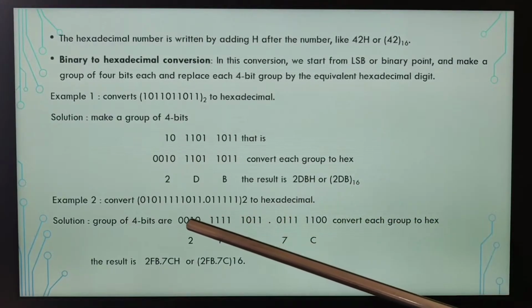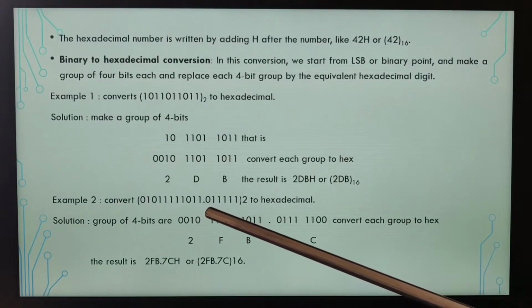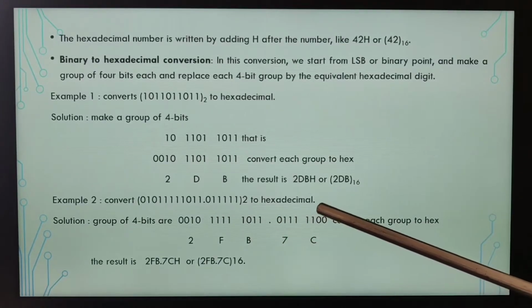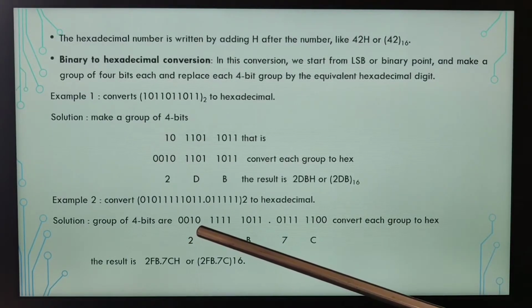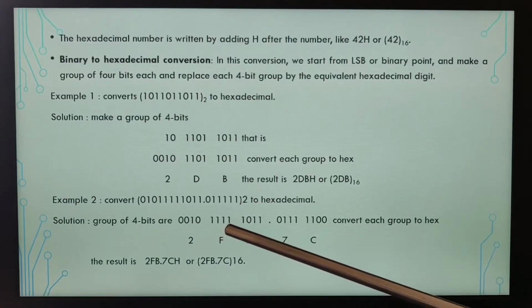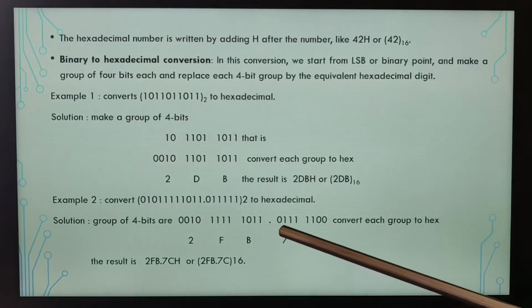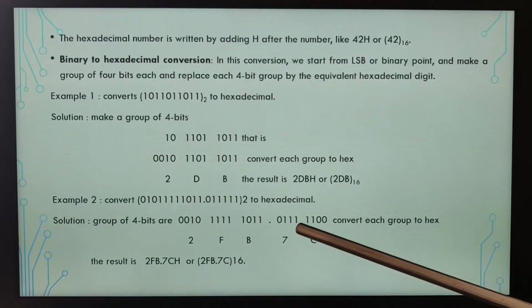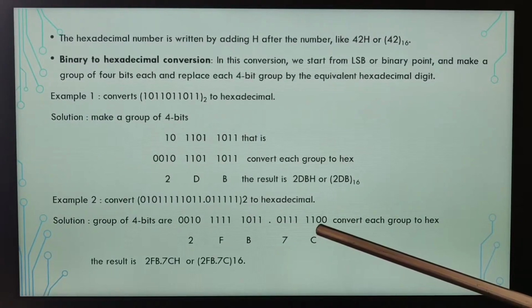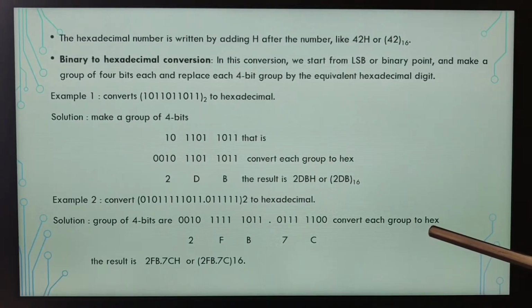Then we consider a second example: convert this binary number having a decimal point, base 2, to hexadecimal. Let us make groups of 4 bits, and the groups are 0010, then 1111, then 1011, then to the right of the decimal point 0111, and next is 1100. So we have to convert into hex number.